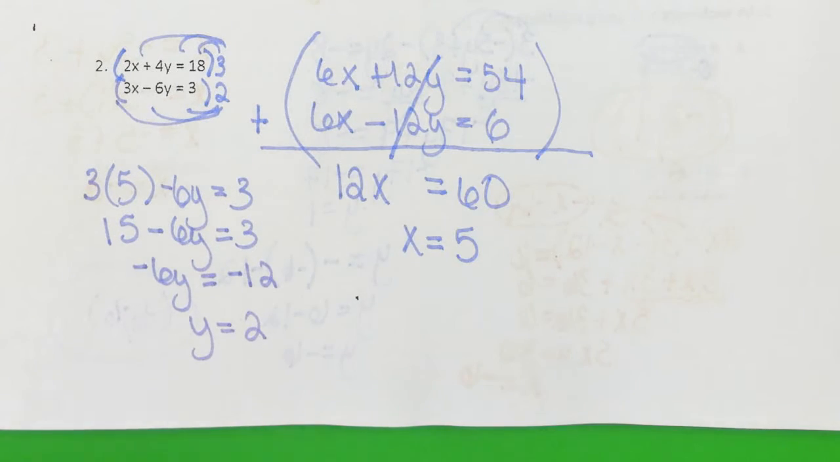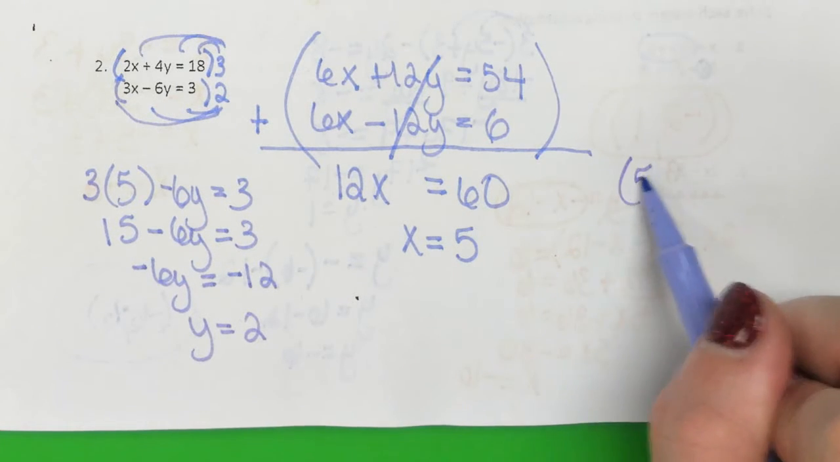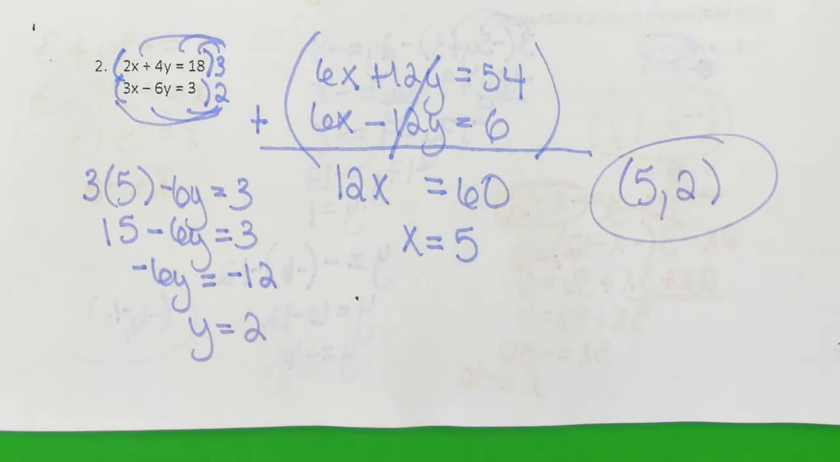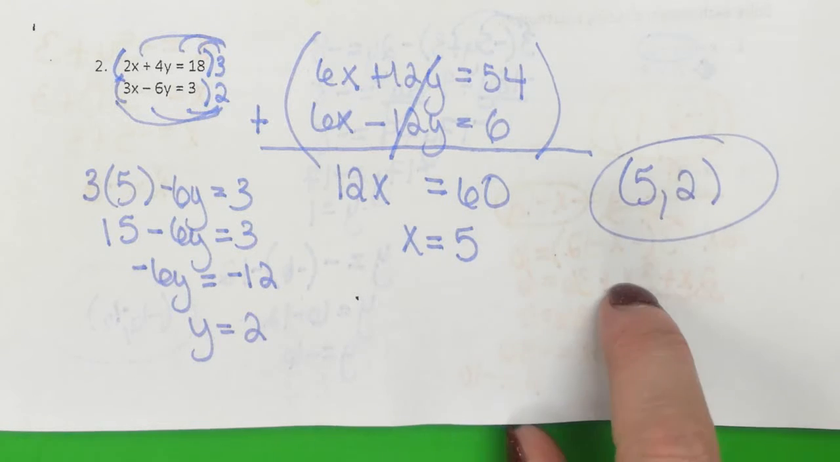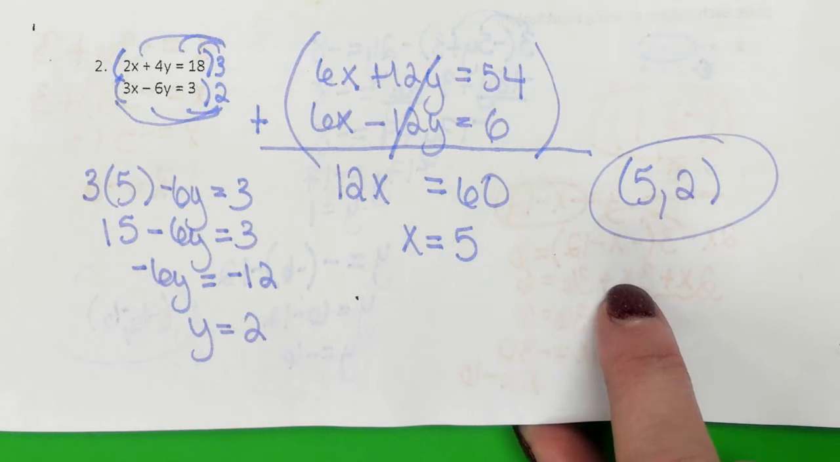Yep. All right. So what's our ordered pair? 5, 2. Very good. So if we were to graph that, what would be happening at that point? They'd be crossing, which means we would call this one, what, if we were to graph it? Consistent and independent. There you go.